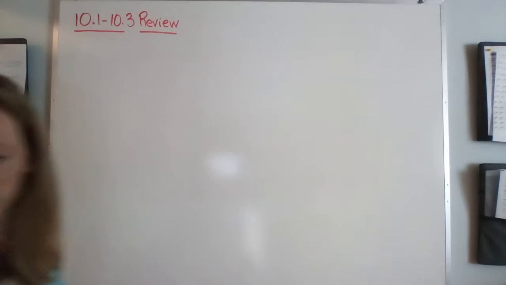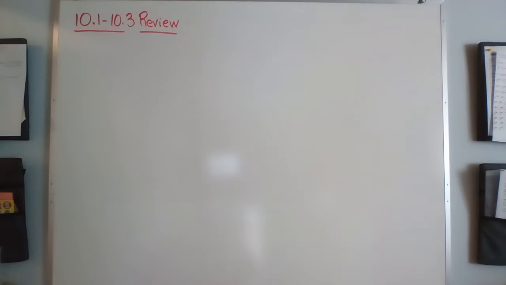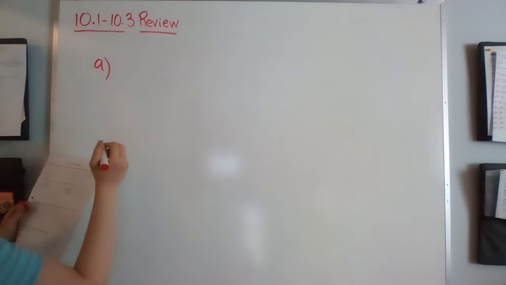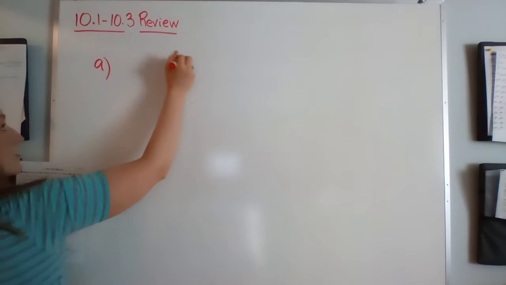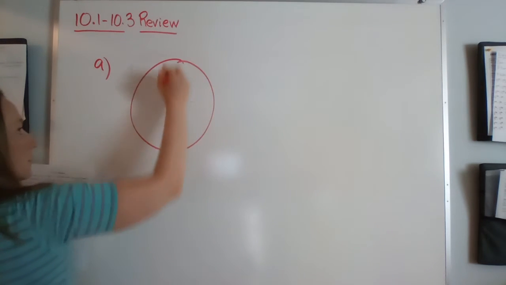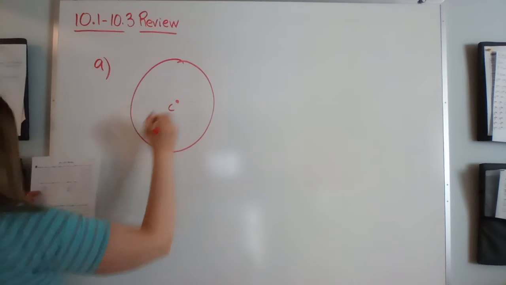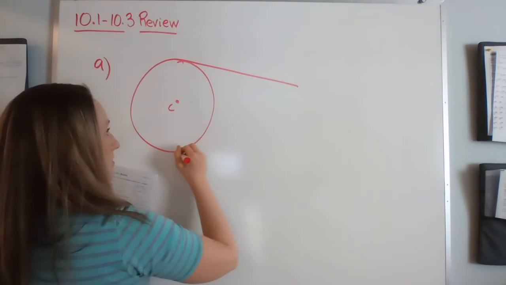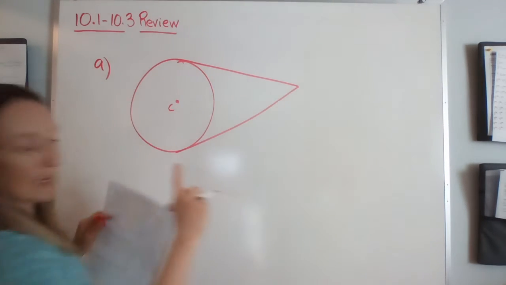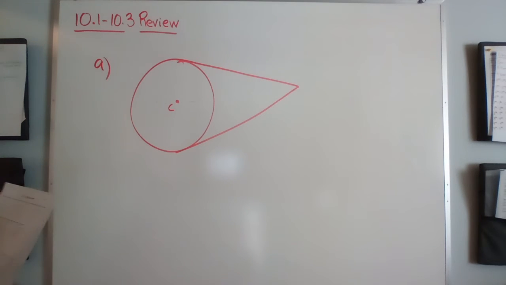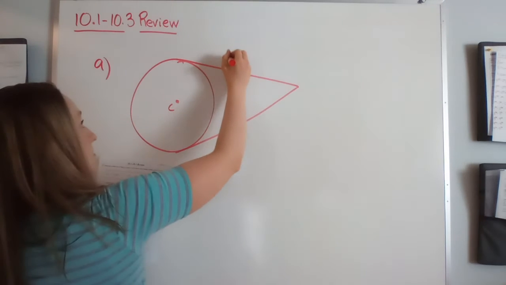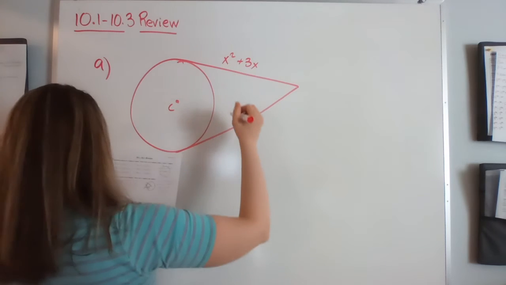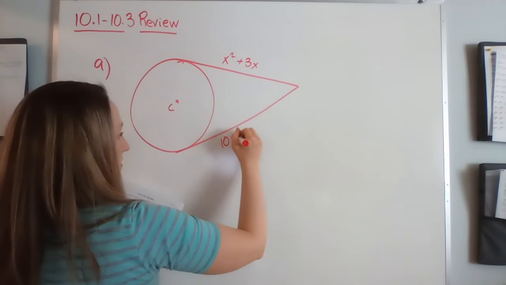All right. So for problem 9, you're given this circle, circle C, and you're given two tangents that start from the same outside point of the circle, okay? And they are labeled x squared plus 3x and 10x minus 6.